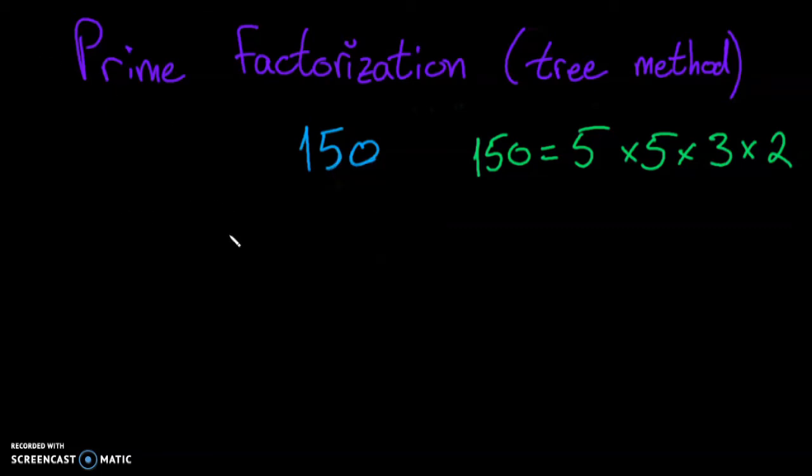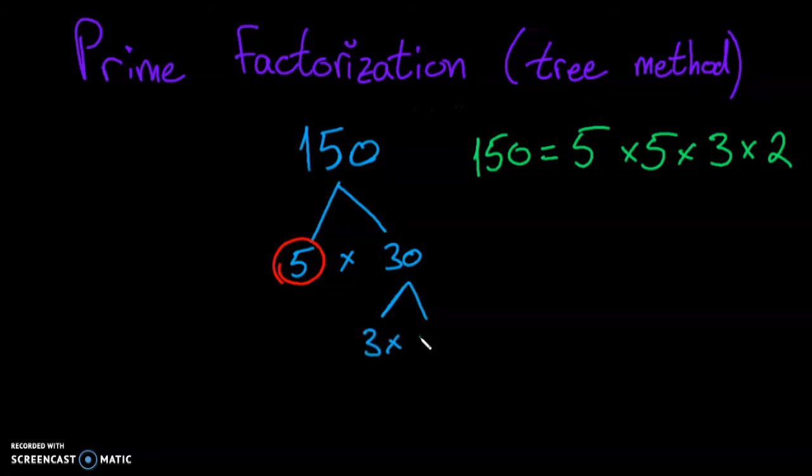I'm going to use another way to separate 150 to show you that it really doesn't matter which way we do it. So we can write 150 as 5 times 30. 5 times 30 is 150. 5 is a prime number, so we circle it. 30, we can write it as 3 times 10. 3 is a prime number. 10 is not a prime number. 10 is a composite number. We can write it as 5 times 2.